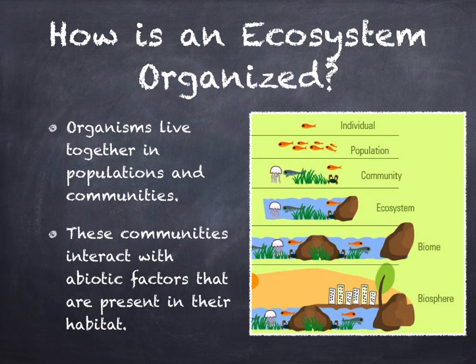How is an ecosystem organized? Most organisms do not live all alone in their habitat. Instead, organisms live together in populations and communities that interact with abiotic factors in their ecosystems.